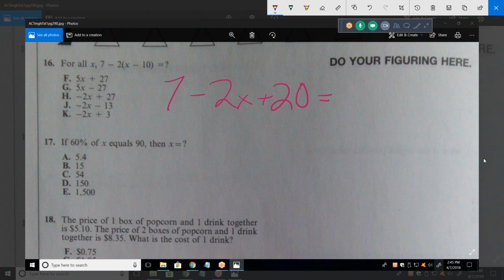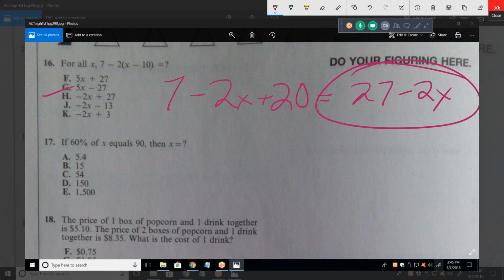So 27 minus 2x. And now which answer is the same as that? H. Good. Notice they will not always give you the answer in the form that you get it when you solve it. Another really good thing to be aware of.